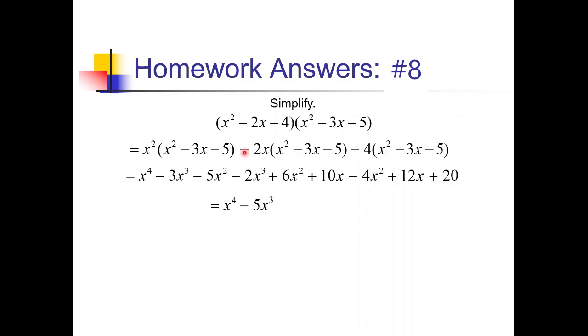Next up, we have these squares, so negative 5x squared and 6x squared would give me 1x squared, but we also have this negative 4x squared here. 1 minus 4 gives me negative 3x squared. Now for the x to the first powers, we have a 10x and a 12x, which adds up to 22x. And then finally, this 20, there's no other constant, so that stays the way it is.